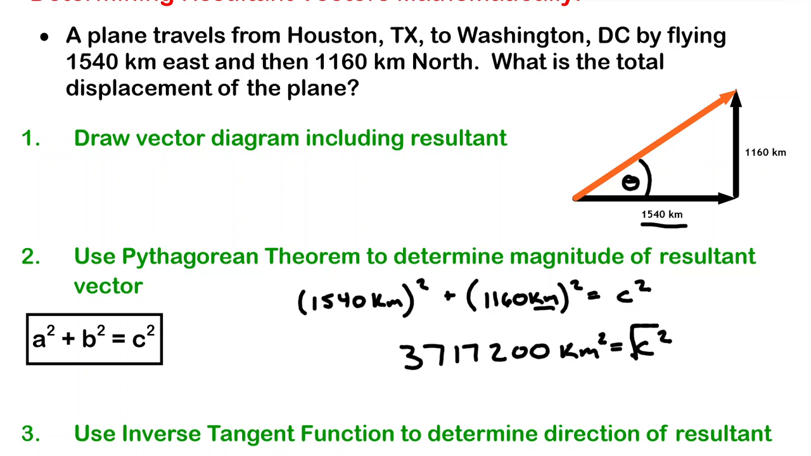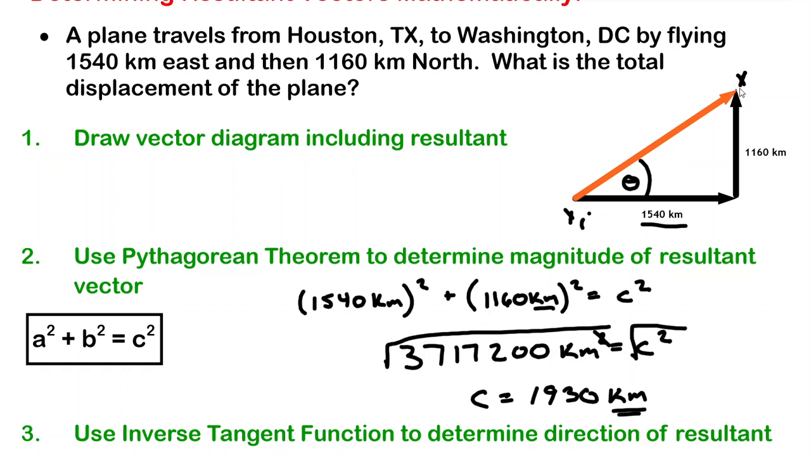So in order to solve for just C, or the resultant, I would need to take the square root of both of these sides. So C is going to be equal to, if I take that in my calculator, I end up with 1,900, and going to 3 sig figs, 1,930 kilometers. Notice my kilometers squared gets square rooted, so my square goes away, so that's good. I'm left with just kilometers. So this plane travels between its initial position and its final position, a displacement of 1,930 kilometers.